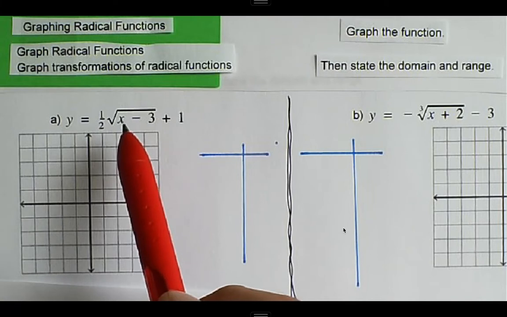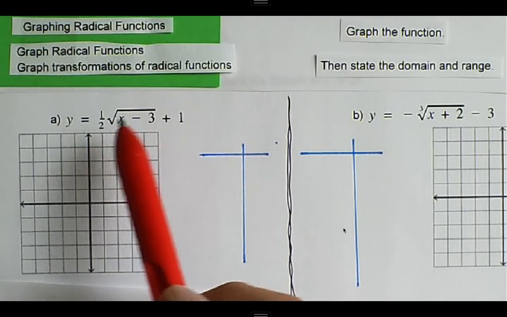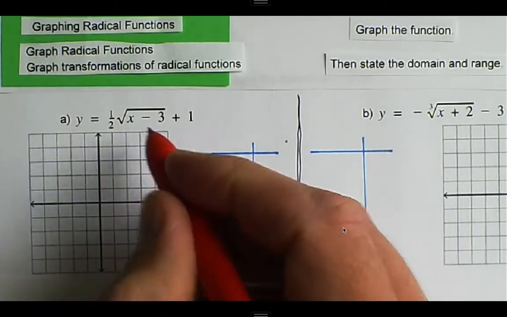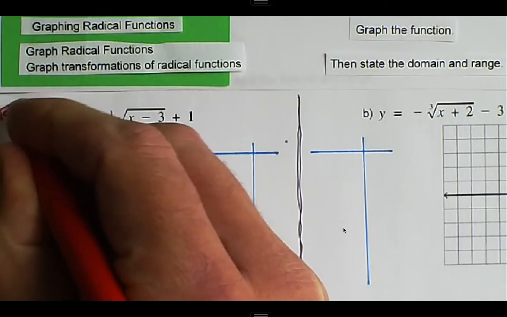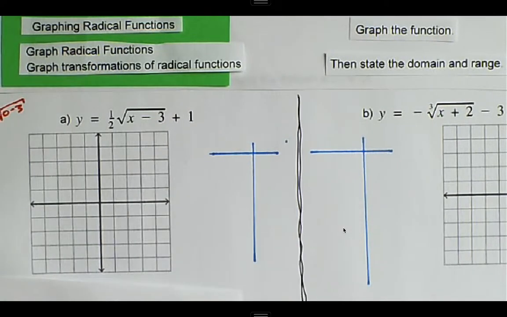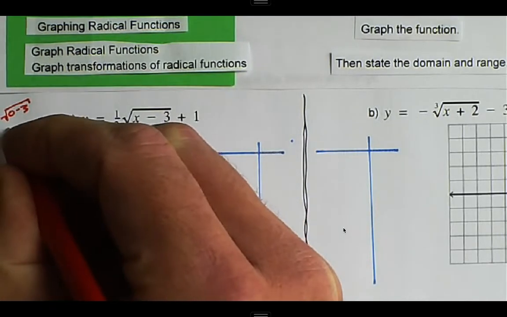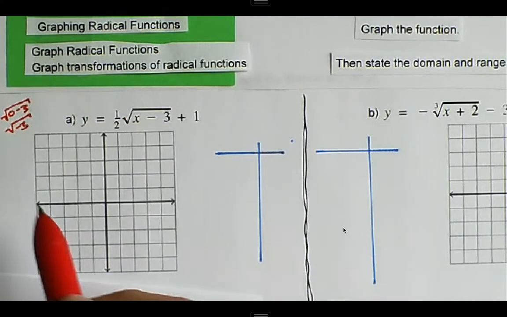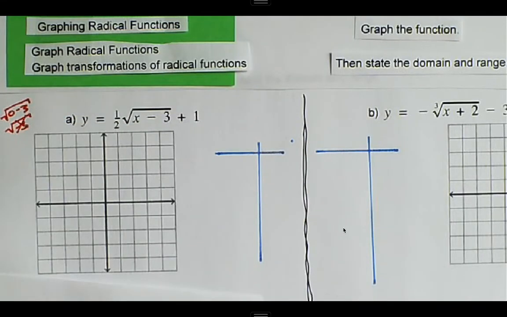But in this case, if we substitute 0 into this equation, that's not going to work out well for us. If we substitute 0 in, we get 0 minus 3, and we take the square root. So if we just examine the radical, 0 minus 3 ends up being the square root of negative 3. And the square root of negative 3 is imaginary, so that's not going to be useful for us to graph very easily.